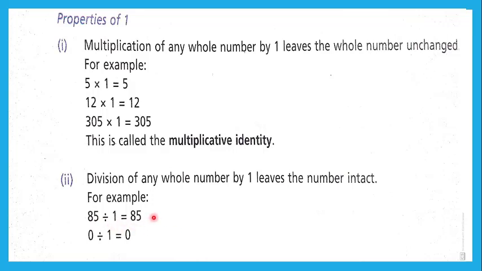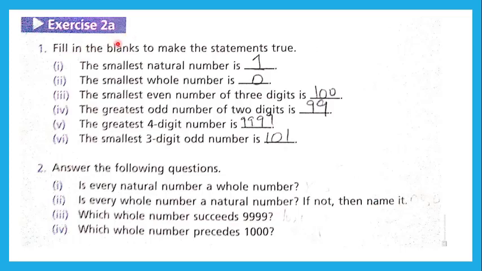Now coming to exercise 2a, question number 1, fill in the blanks. The first one is: the smallest natural number is dash. Now I have told you earlier the smallest natural number is 1 because natural numbers start from 1. Second, the smallest whole number is 0 because whole numbers start from 0. Third one, the smallest even number of 3 digits is 100. Now, even numbers are those numbers which can be divided by 2. You have been asked for the smallest 3-digit even number.